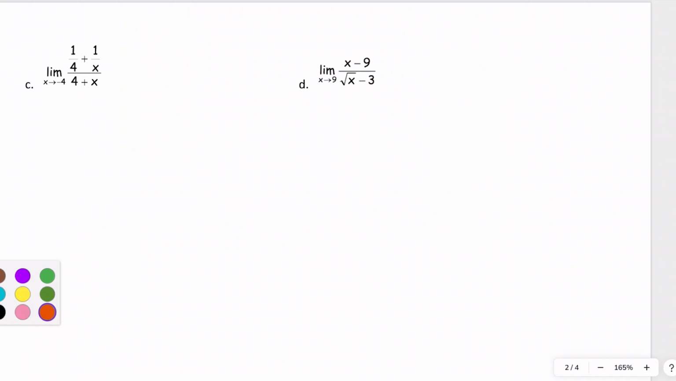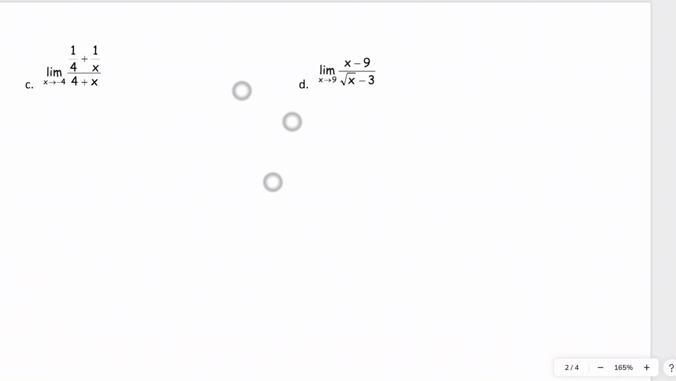Letter C. We got a bunch of fractions, which will scare most people. But you know what? Fractions aren't so bad once you get the hang of them. Let's go ahead and just do it.